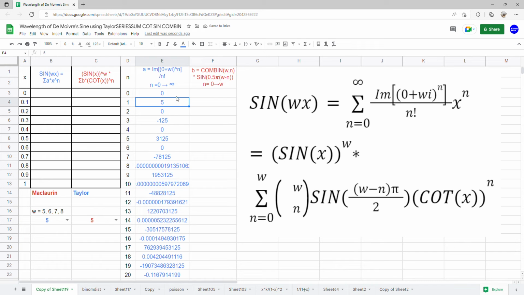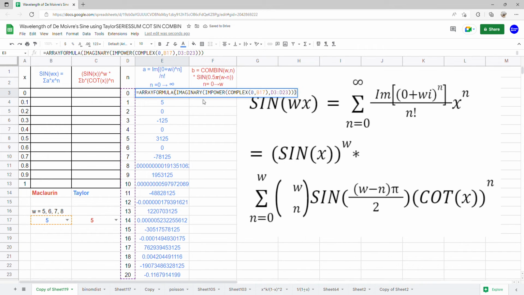And we continue. After the imaginary part, we divide by factorial of n. So divided by factorial of n.